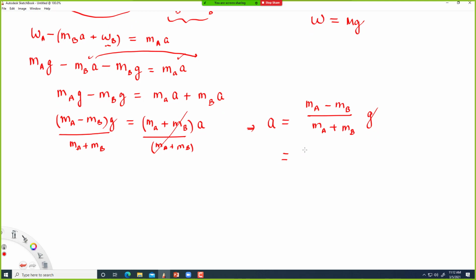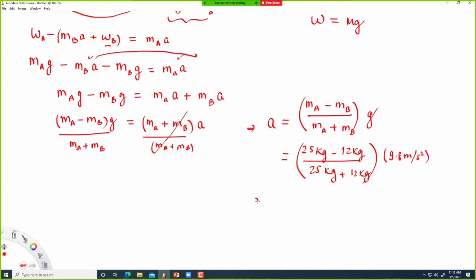Then you can substitute the values to find acceleration. Mass of A is 25 kilograms, mass of B is 12 kilograms, so it is 25 minus 12 over 25 plus 12, and the value of G is 9.8 meters per second squared. When you do that calculation, you get 3.4 meters per second squared. So that's part B.